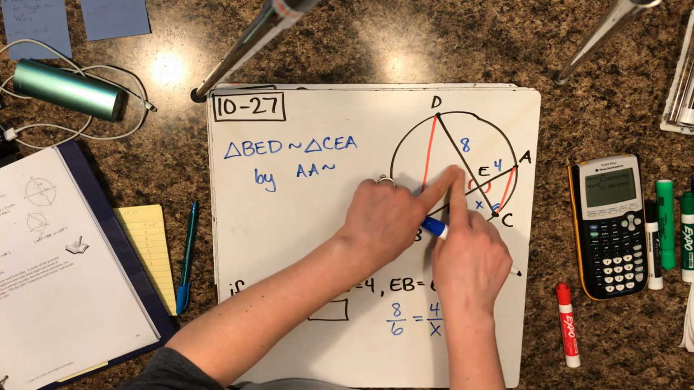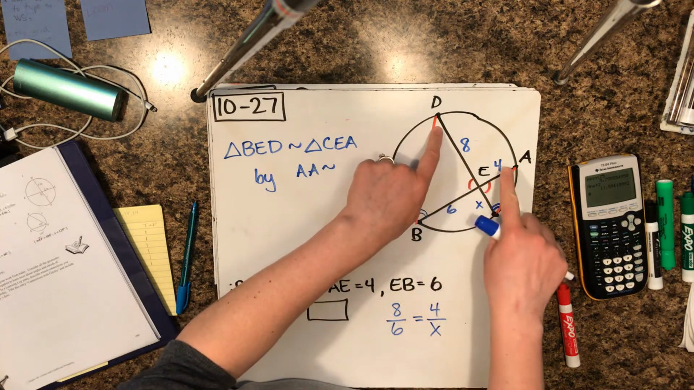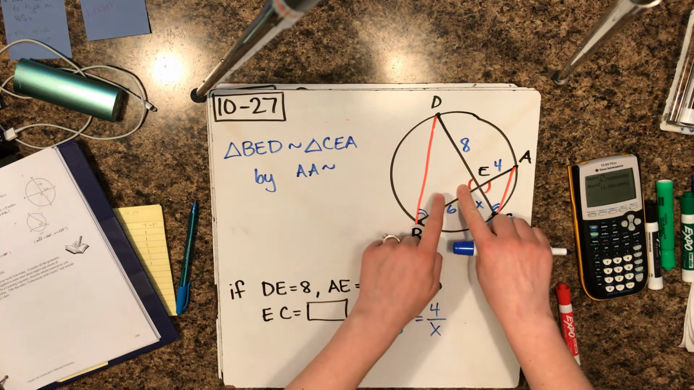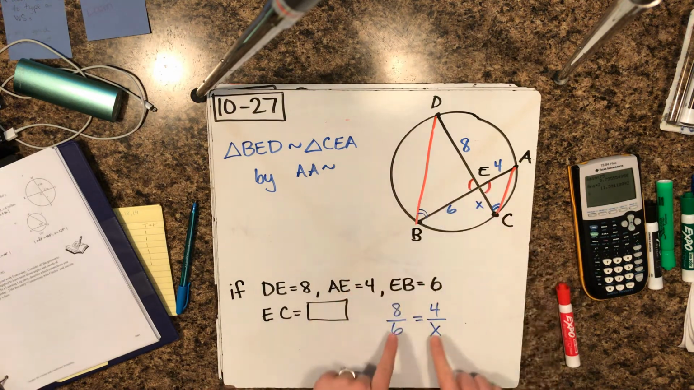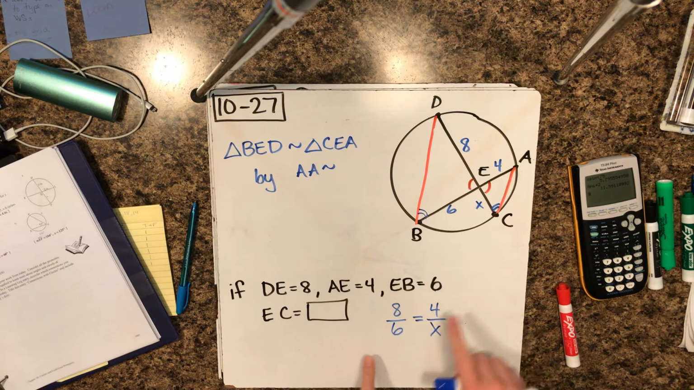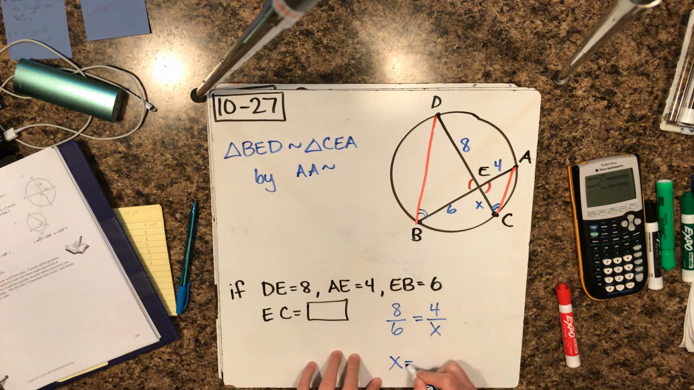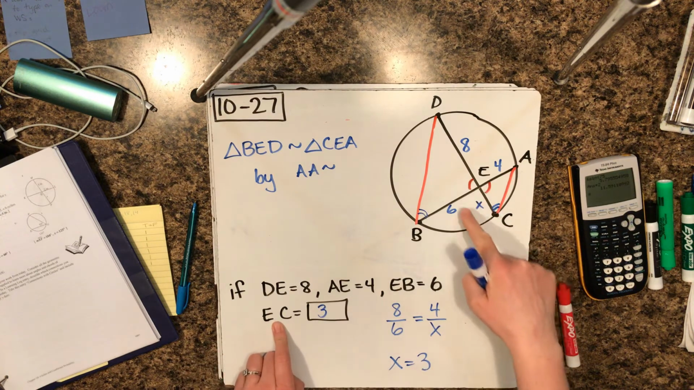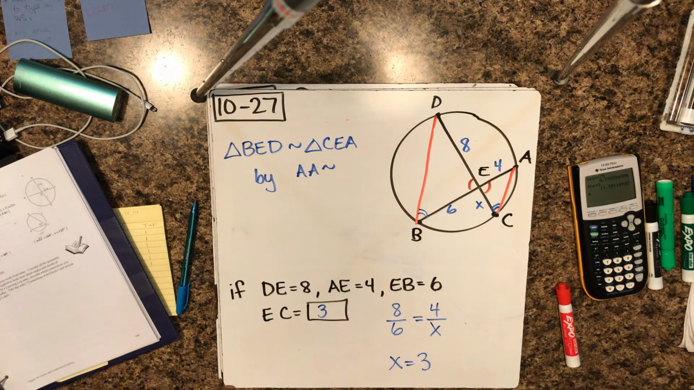Okay, 8 is between a 1 and a 0, 4 is between a 1 and a 0, so those match up. 6 is between a 1 and a 2, x is between a 1 and a 2, so those match up. When I cross multiply, I should get that x equals 3. EC is the same thing as my x, so there I have my answer.